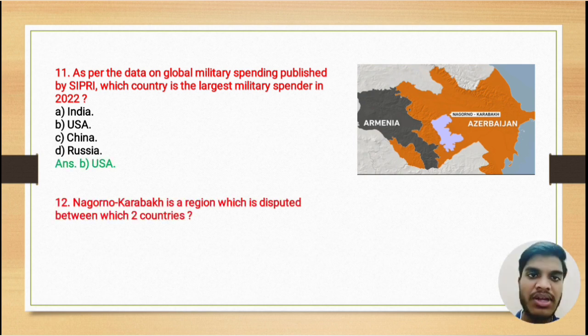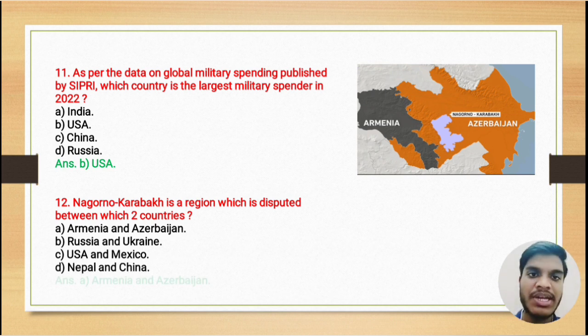12th one, Nagorno-Karabakh is a region which is disputed between which two countries? Option A, Armenia and Azerbaijan. Option B, Russia and Ukraine. Option C, USA and Mexico. Option D, Nepal and China. The answer is option A, Armenia and Azerbaijan.